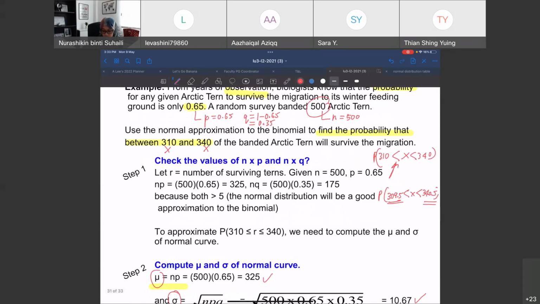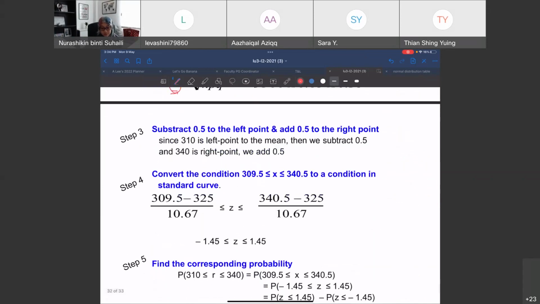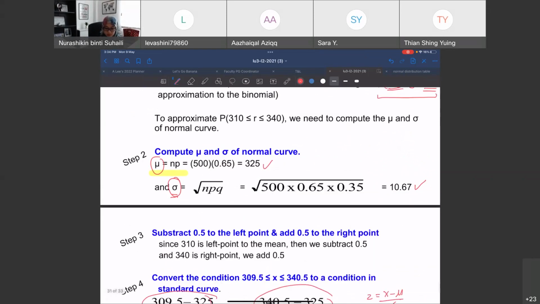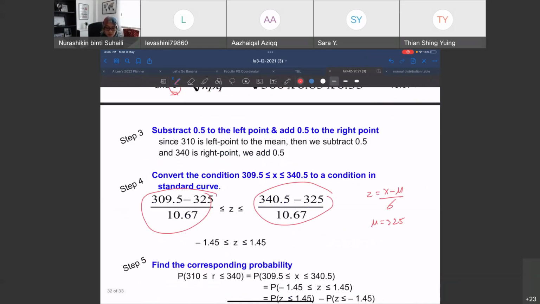So you are actually looking for this probability, and remember, this is still x, so you have to convert to z. Remember, z is equal to x minus mu divided by the standard deviation. This formula is applied to both sides. We know that mu is 325 and sigma, the standard deviation, is 10.67. You substitute into this formula, and once you convert the x into z, you get minus 1.45 and 1.45.